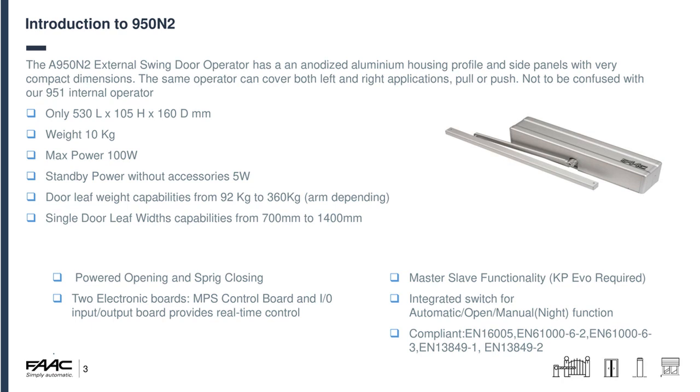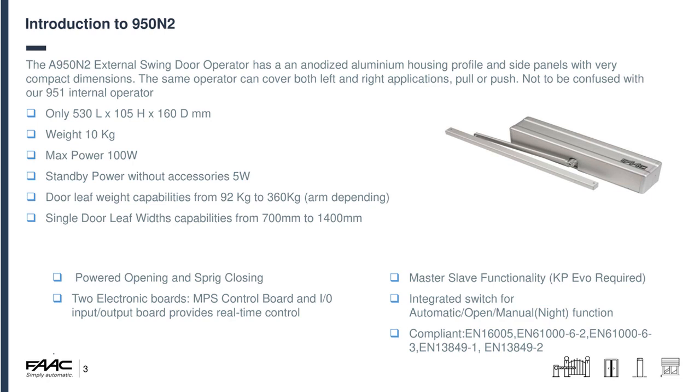The operation is powered opening, spring closing. It has two boards, the MPS control board and the IO input output board, which provides real-time control. You can program speeds, delay times and opening times all through the main board. The master slave function is available. All operators come as a master initially from the factory, but they can be designated and programmed to be a slave unit if being worked in a pair or even more. You do need the KP Evo to get this program required. I'll go through what the KP Evo is if you're unsure.